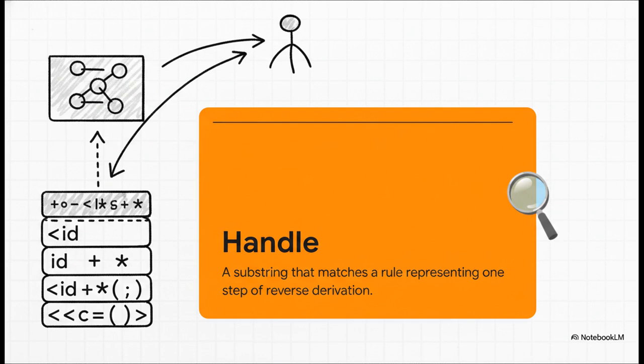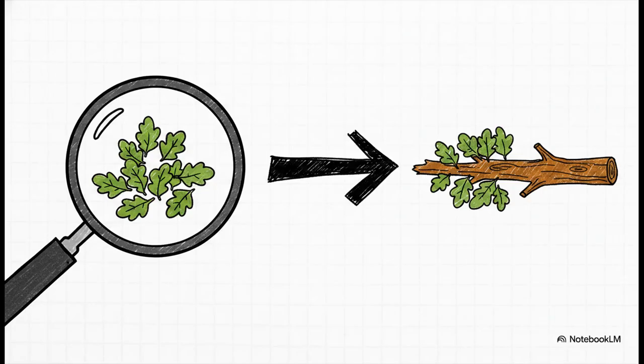It's just a substring that perfectly matches a rule, and it represents the exact right step to take to work your way backward. And the act of doing this, of replacing that handle with its higher-level rule, is called handle pruning. You're just recognizing that pattern on your stack, making the reduction, and stepping back to see the slightly bigger picture. You prune the leaves to reveal the branch, and you prune the branches to reveal the trunk.